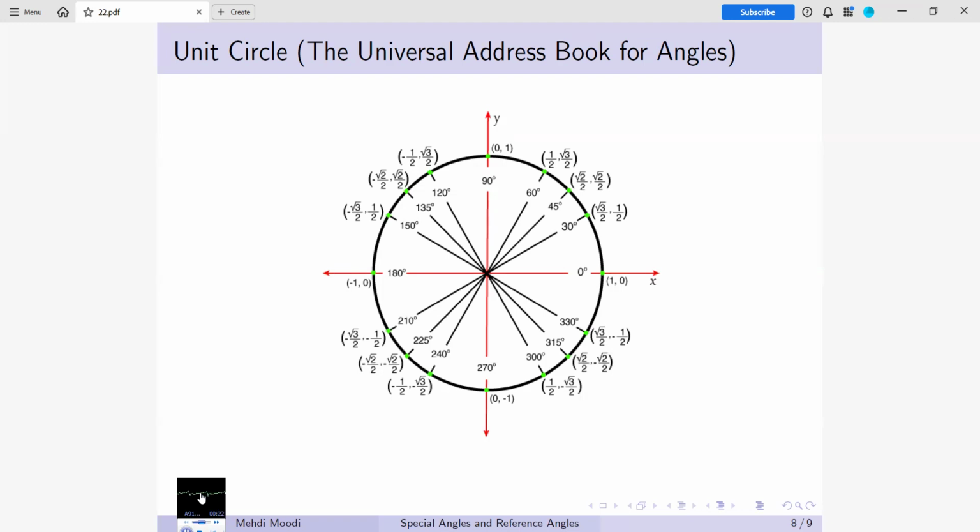It makes sense to memorize the addresses for 30 degrees, 45 degrees, and 60 degrees, because these are like your best friends. You visit them all the time. You don't want to look up their address every time. That's how you lose friends and points on the test.